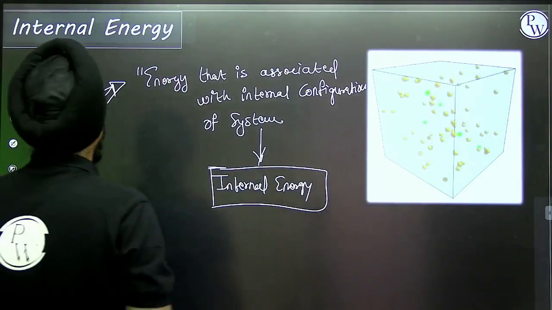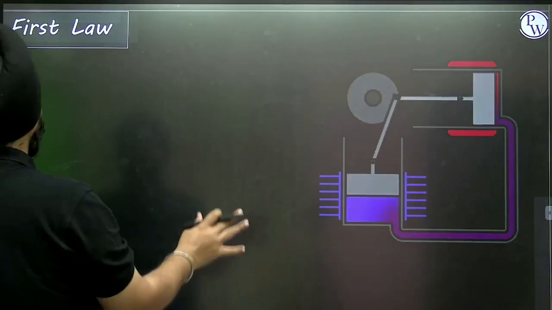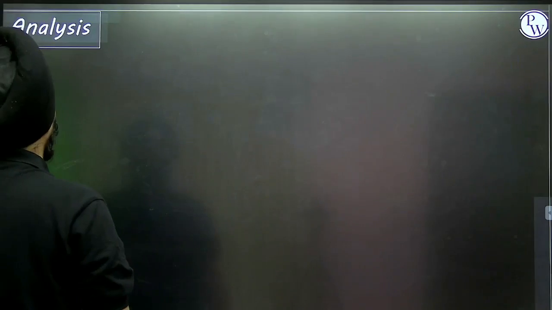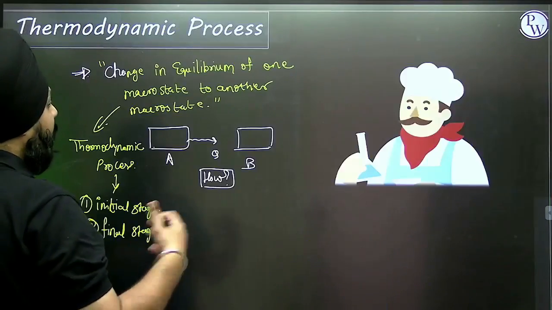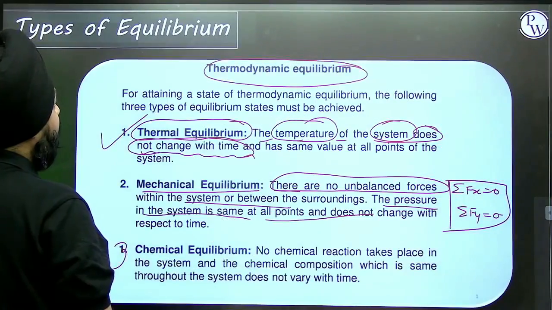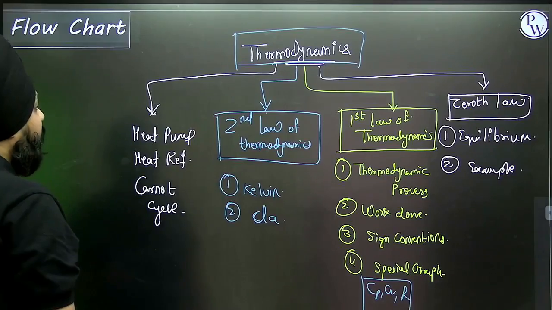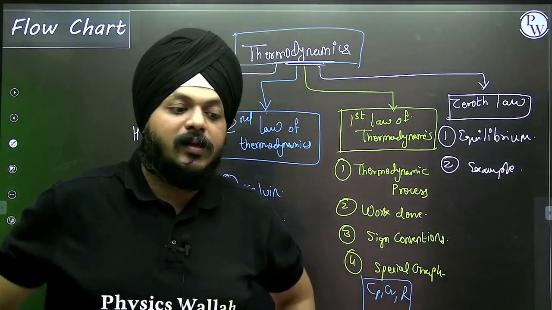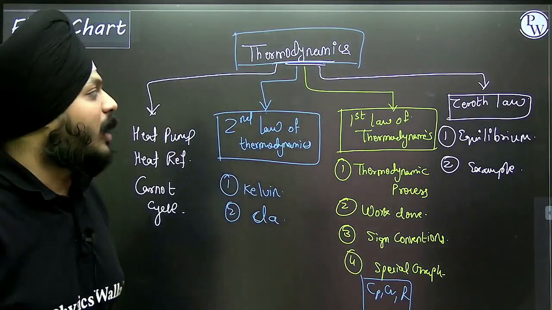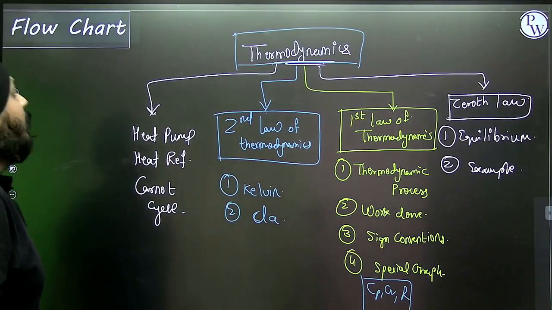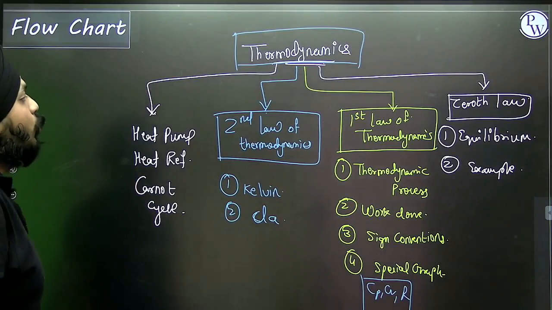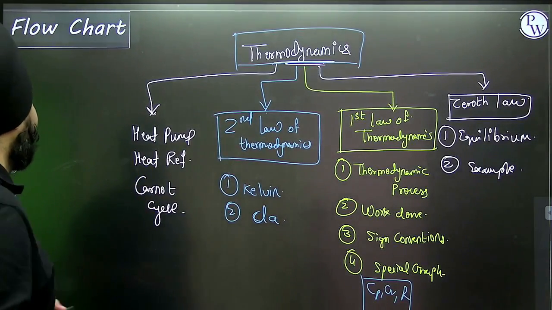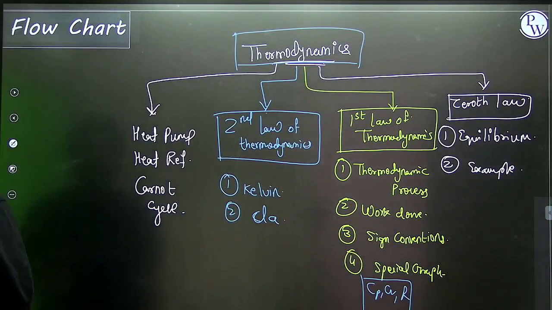Okay. Now, before moving on to the first law, we need to take one example, and let's have a glimpse of what we have studied till now. Rapidly, we are going to see what we have studied till now, so that we are able to understand the first law of thermodynamics, as it is quite important. See, this is an entire flow chart. Thermodynamics starts from the zeroth law, first law, all of the work done, second law of thermodynamics, heat pump and refrigerator, and Carnot cycle.